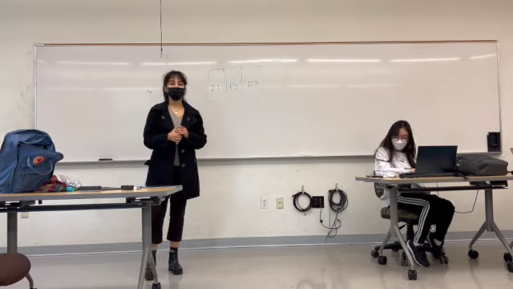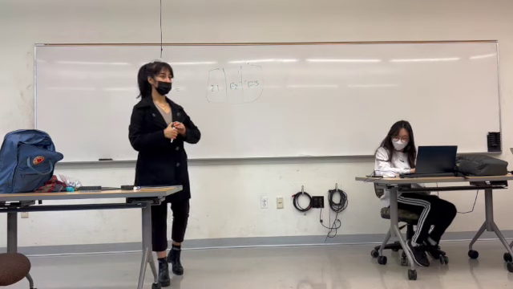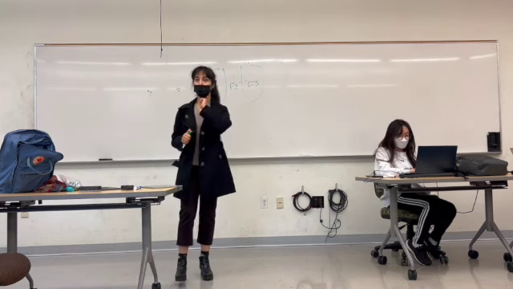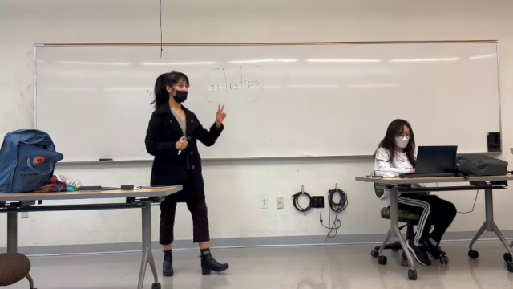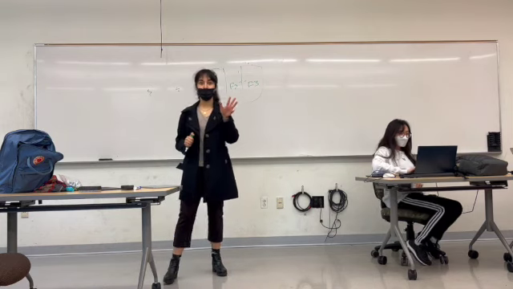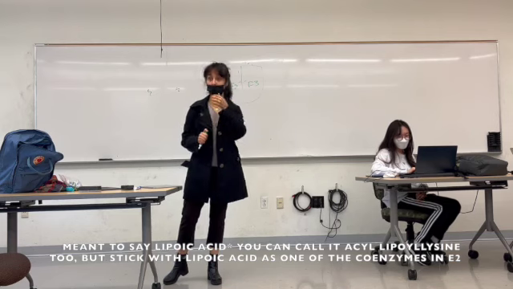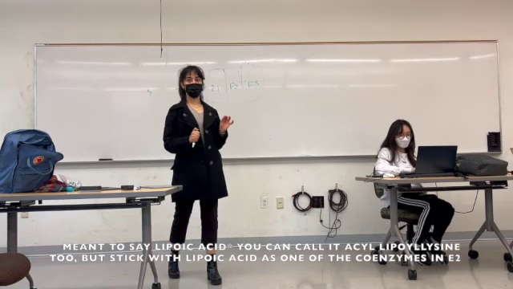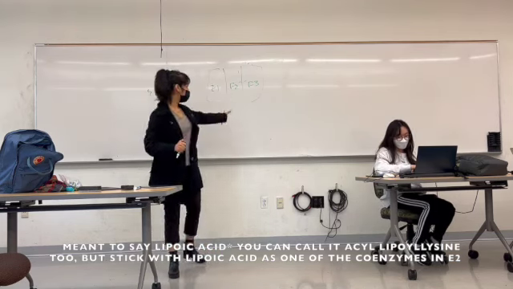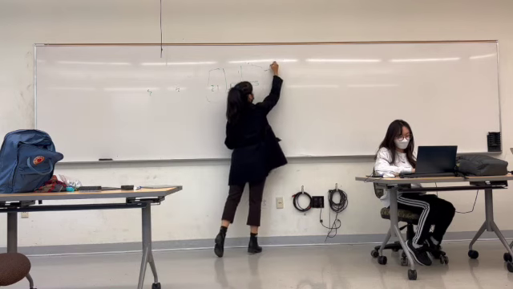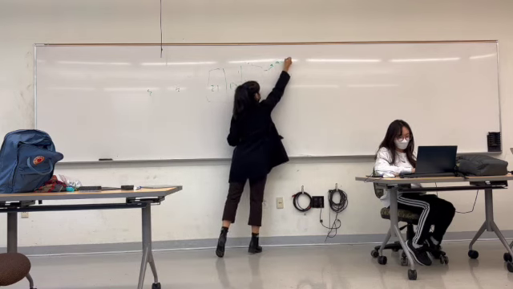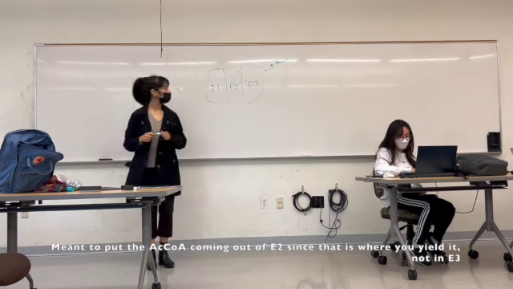For the PDC complex, you have 5 coenzymes. We talk about NAD, FADH2, TPP, lipolysine, and CoA. These coenzymes, at the end of the day, are going to get you the acetyl-CoA that we're talking about.